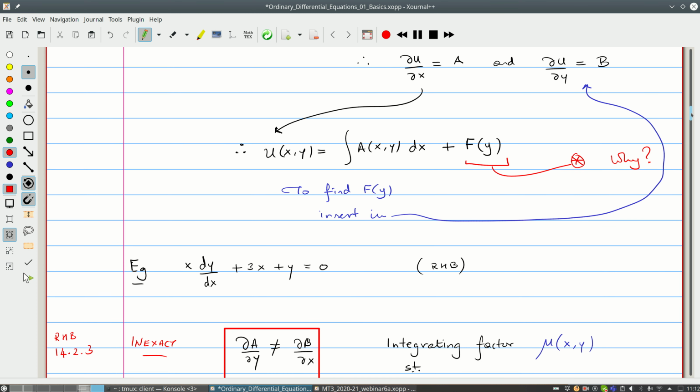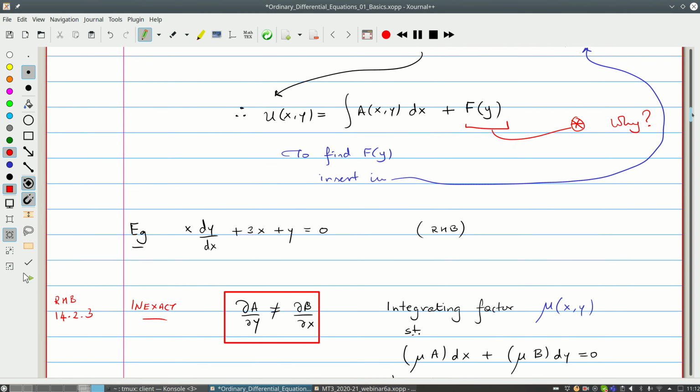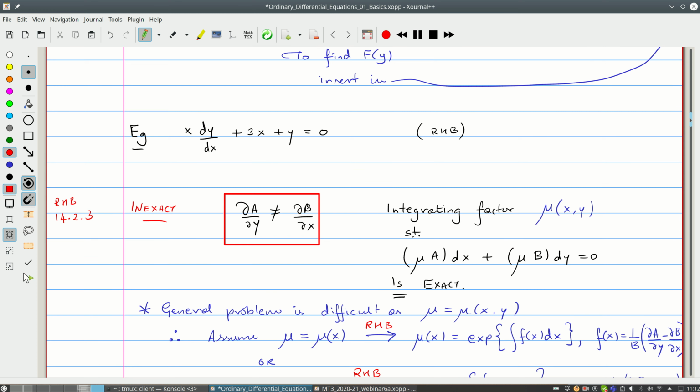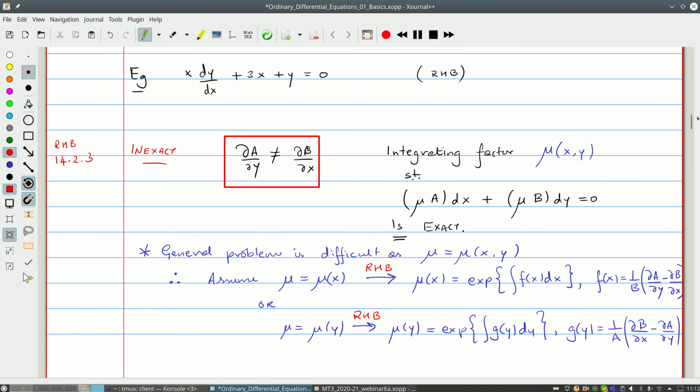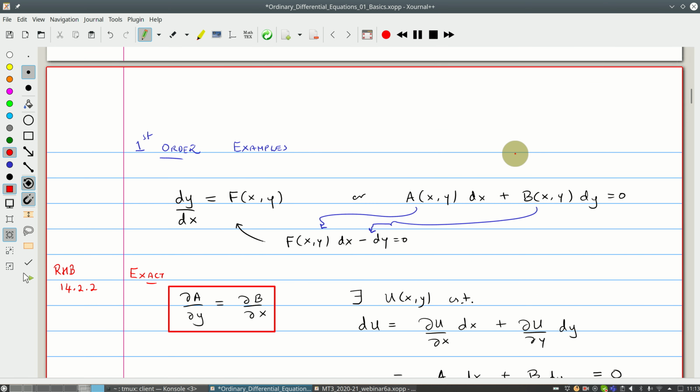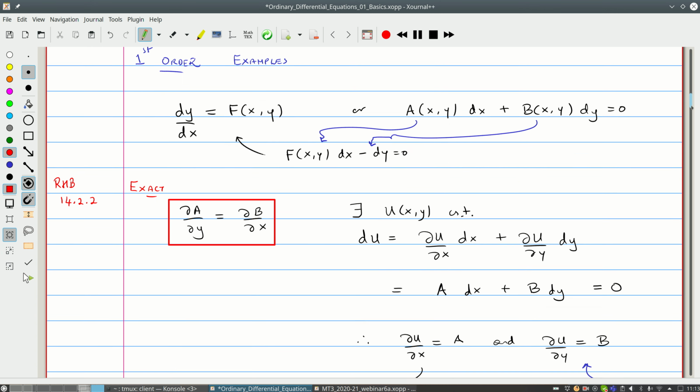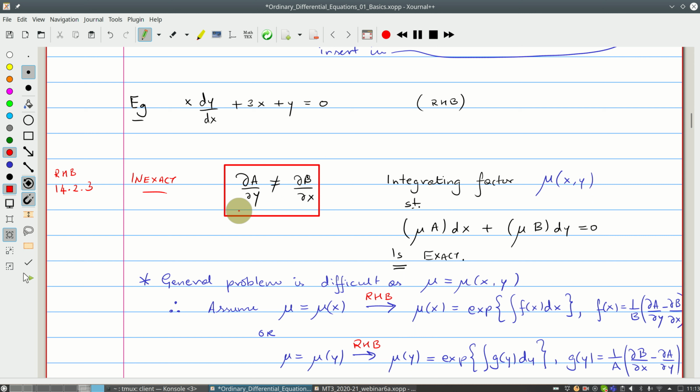Now, it's rare to find exact equations. More often than not, you will have inexact equations. Here I have just written down a summary of what you will find in 14.2.3 in Riley, Hobson and Bence. A differential equation of this form, a times dx plus b times dy is equal to 0, is said to be inexact if the partial of a with respect to y is not equal to the partial of b with respect to x.